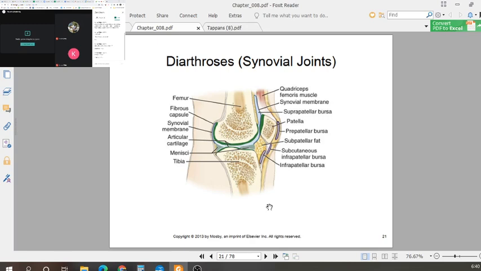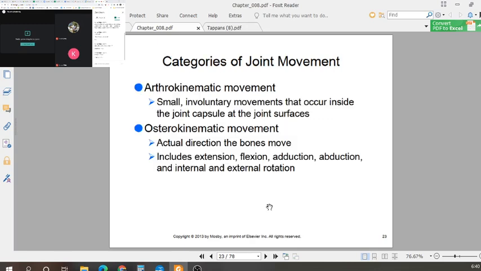Synovial fluid is colorless fluid. It's kind of like egg white, thick, colorless fluid. It's for nutrition and lubrication around the joint. Motion principles.